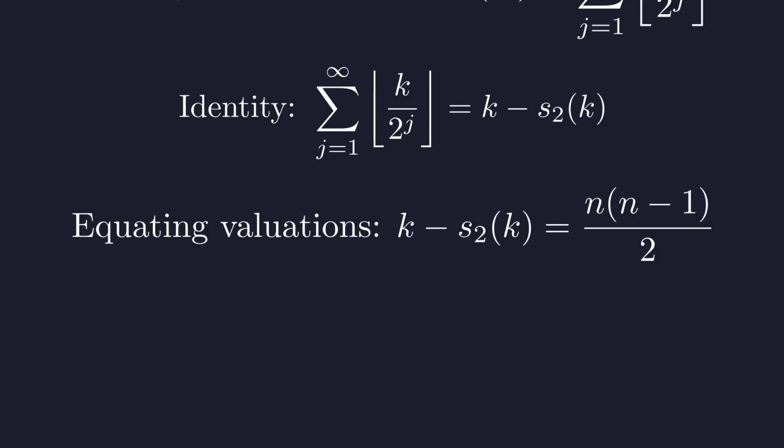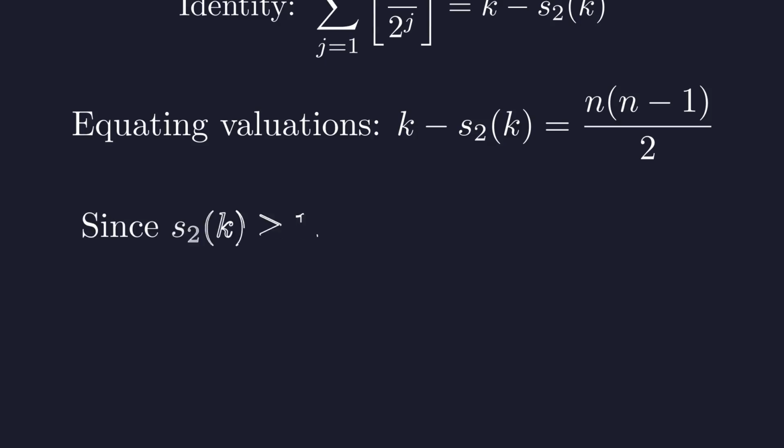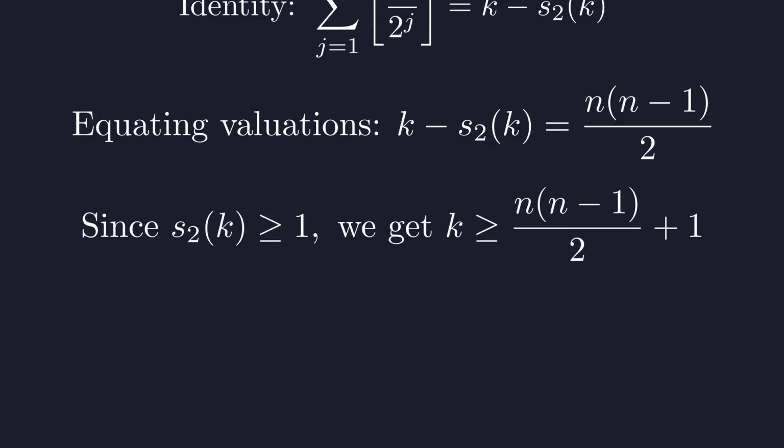By equating the 2-adic valuations of the left and right sides of our equation, we arrive at this powerful constraint. k minus s sub 2 of k must equal n times the quantity n minus 1, all divided by 2. This severely limits the possible values of k. Since k is a positive integer, the sum of its binary digits, s sub 2 of k, must be at least 1. This gives us a crucial lower bound for k.